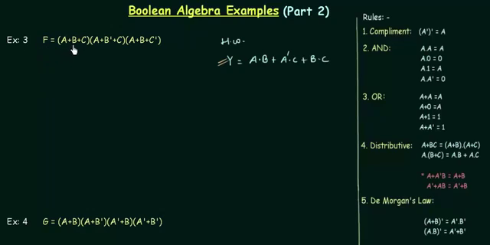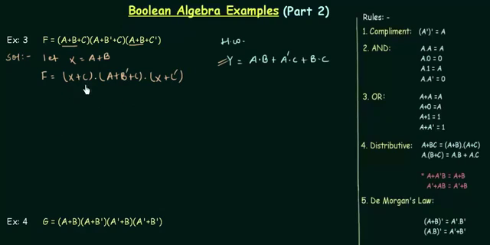Now we will see the example number 3, in which the function is f and it is given as a or b or c, and a or b complement or c, and a or b or c complement. So let's try to solve it. You can see a or b is common, and let's say x is equal to a or b. So I can write this function f as x or c, because a or b is equal to x, and a or b complement or c, and a or b is again written as x or c complement.